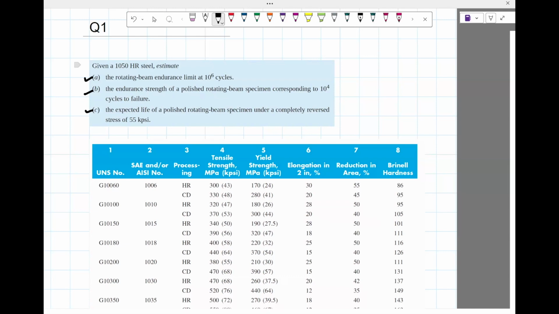Okay, so let me translate this into formulas or variables of interest. What you're asking at 10 raised to 6, we want to know the endurance limit. Endurance limit is basically SE. So what is SE? Then the endurance strength of a polished specimen corresponding to 10 raised to 4. So if you have 10 raised to 4 cycles, what is, I would call it, SF.